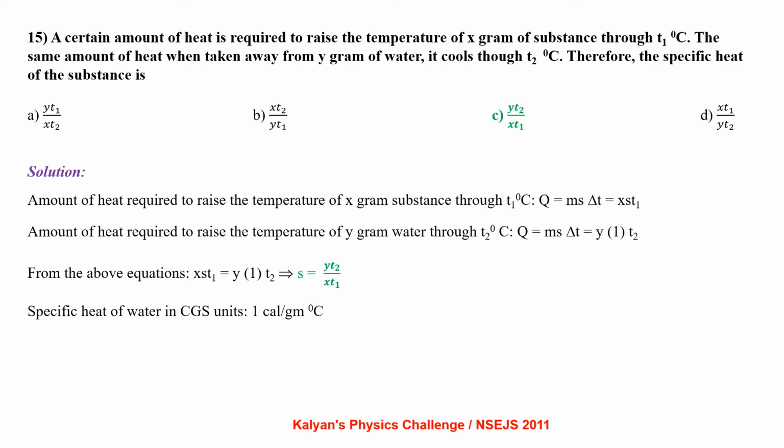Amount of heat required to raise the temperature of y gram of water through T2 degree centigrade, Q equal to ms delta T, that is y into 1 into T2. From the above equations, we can write x s T1 equal to y into 1 into T2. From there, s, the specific heat, equal to yT2 by xT1. Specific heat of water here in Celsius units is 1 calorie per gram degree centigrade.